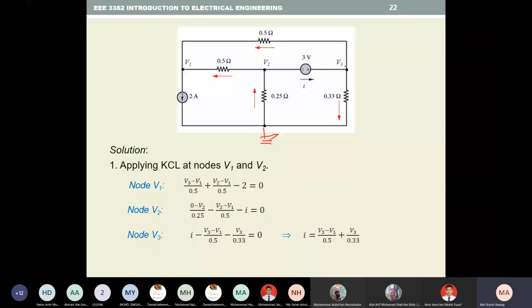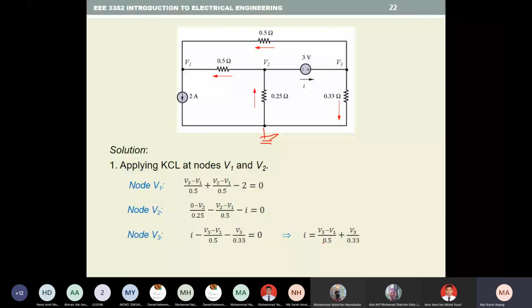At node 3, V3, you get I is going into the node minus V3 minus V1 over 0.5 minus V3 minus 0 divided by 0.33 ohms here. Okay. So from node 3, you can simplify the equation. So I is equal to V3 minus V1 over 0.5 plus V3 over 0.33. So you simplify the node 3, you get this.